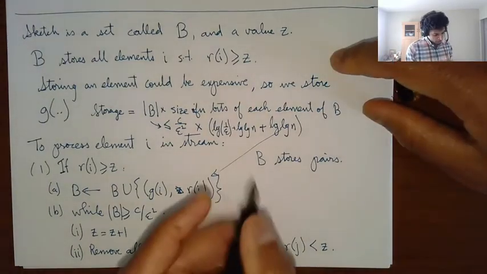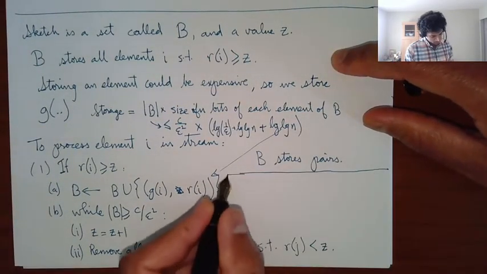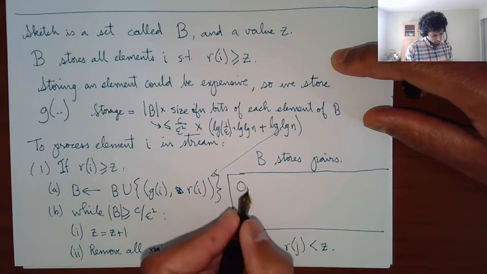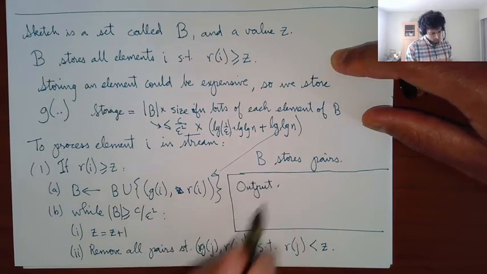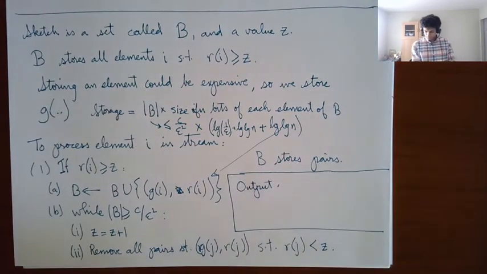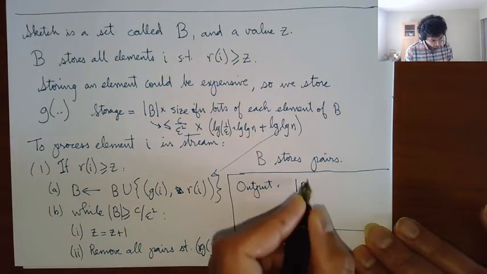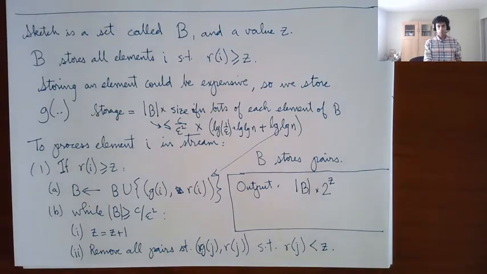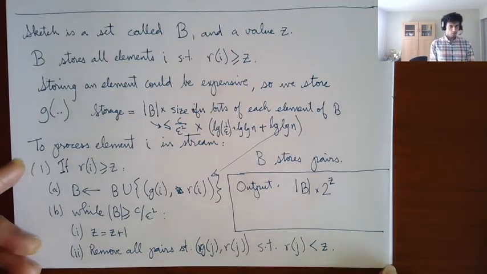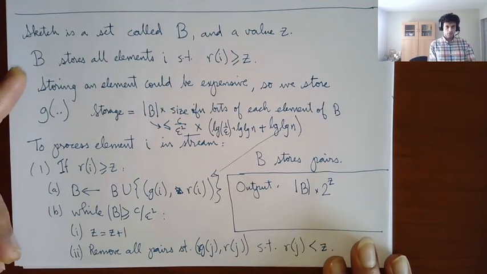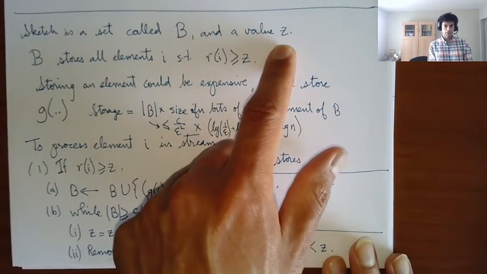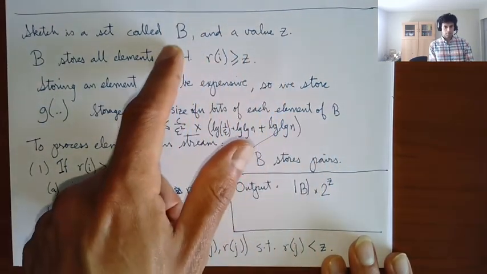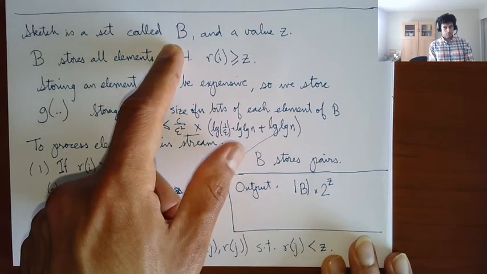And now I have to tell you, what is the output going to be? Right? The output is going to be the size of B times 2 to the z. This is going to be the output. The size of B times 2 to the z. Okay, so remember that the algorithm stores a value z and a set B. B is going to be a set of pairs.